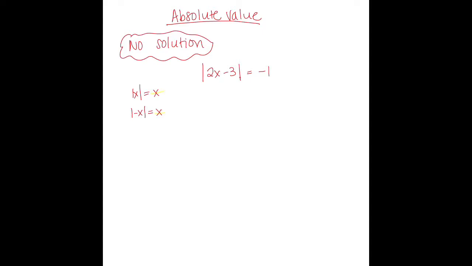So if we take this equation, which is the absolute value of 2x minus 3 equals negative 1, and we make two separate equations for it, where one of the absolute values would be equal to the positive. So we'd say, well, 2x minus 3 would be equal to negative 1, and our other equation would be negative (2x minus 3), so the inside of it would be a negative, would also be equal to negative 1.